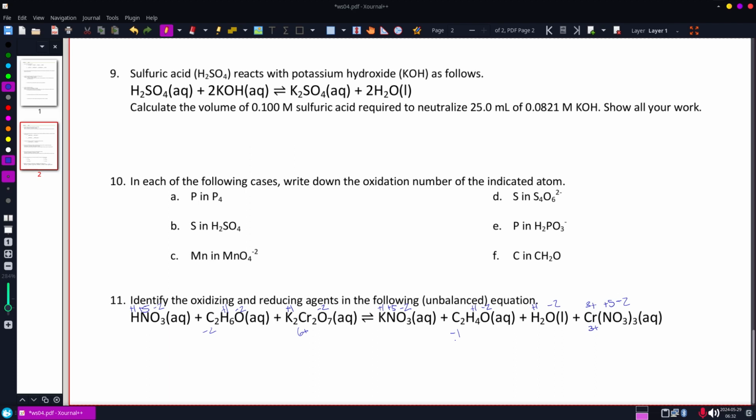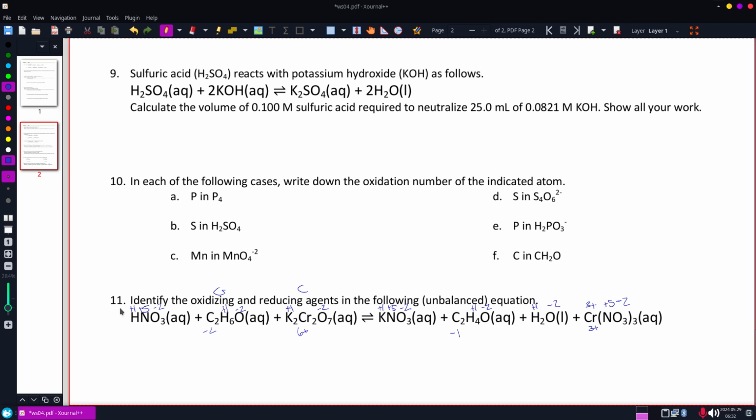All right, so the oxidizing agent is the species that reduces. The one that reduces its oxidation number is chromium. The one that oxidizes is carbon.